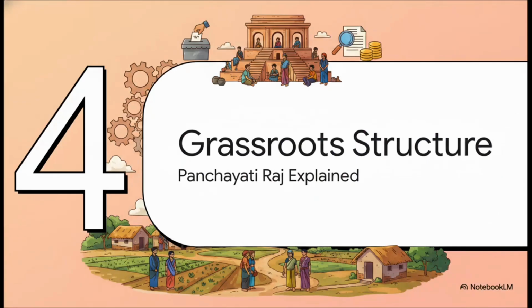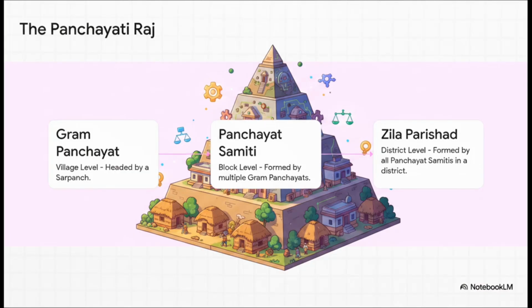So, let's get specific. How is all of this structured, especially out in the rural areas? This system is called the Panchayati Raj, and you'll definitely need to know how it's put together for your exam. Think of it like a three-level pyramid, building from the bottom up. At the very base, for a single village or a small group of villages, you have the Gram Panchayat, which is headed by a Sarpanch. Then a bunch of Gram Panchayats get together to form the next level up, the Panchayat Samiti. And finally, all the Panchayat Samitis within a district combine to form the top tier, the Zila Parishad.